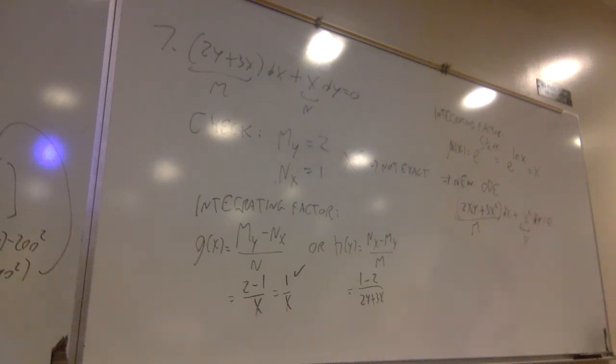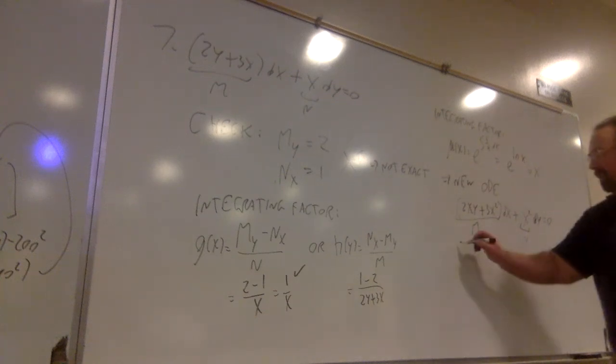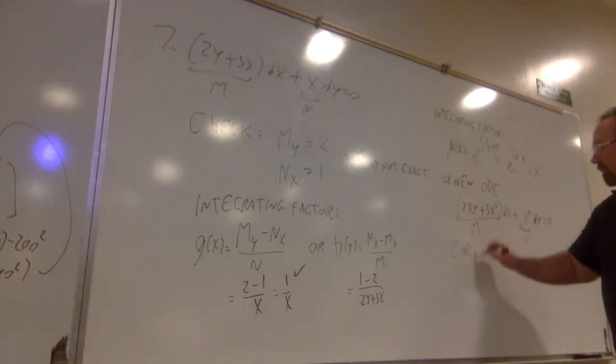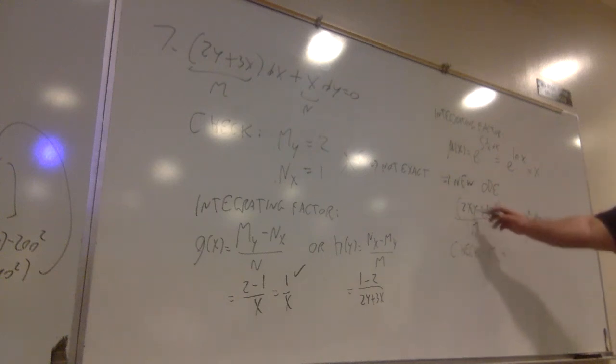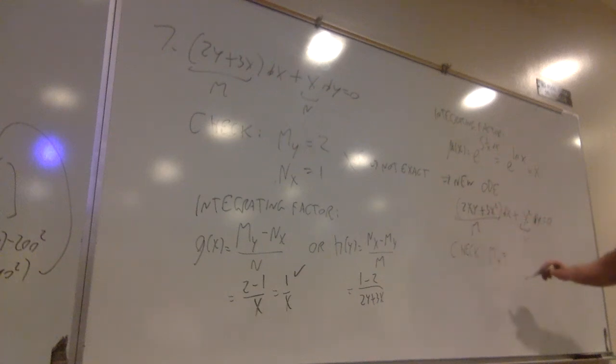So then you're back to square one, checking for exactness. For dM/dy, the only y is over here, so the derivative with respect to y would be 2x. And over here, the derivative of N with respect to x is 2x. So everything matches. At that point, you know you used the right integrating factor, and now you have an exact equation that you can go ahead and solve.